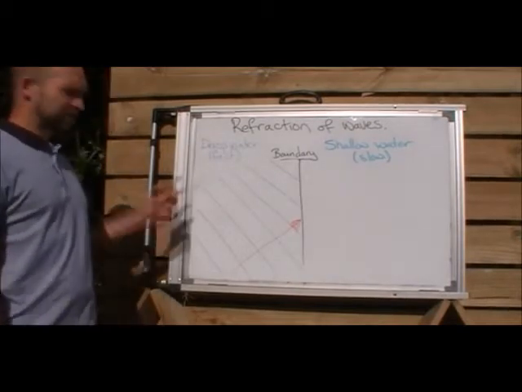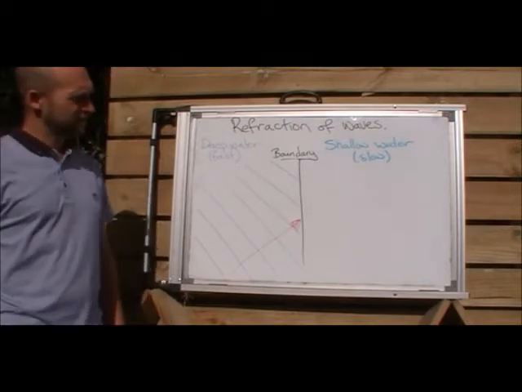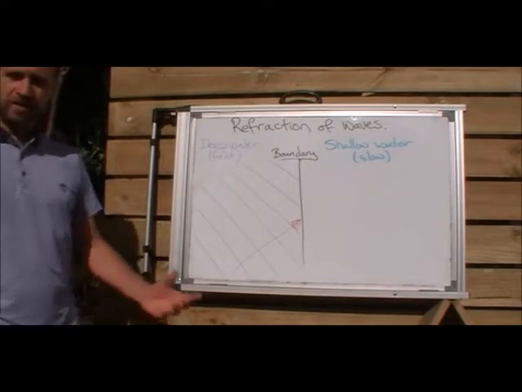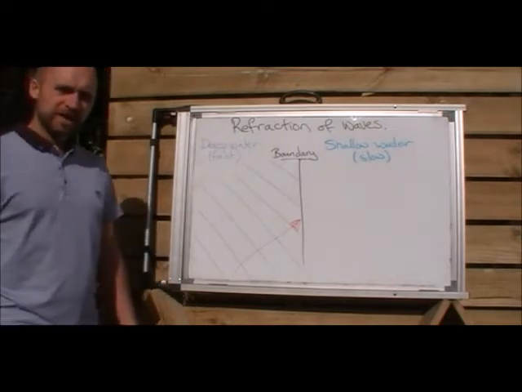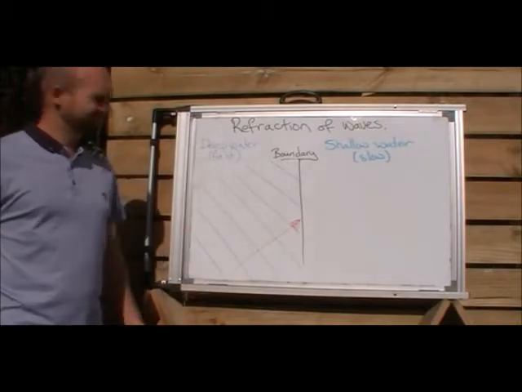Looking at this, in deep water it turns out the waves go a wee bit faster than they do in shallow water. And so we're going to have a look at what might happen when we have waves going from deep water into shallow water.